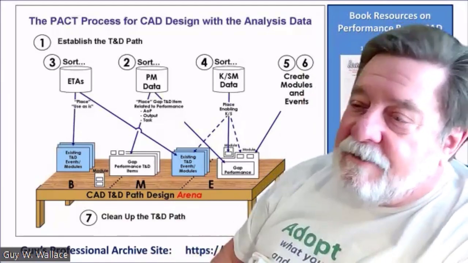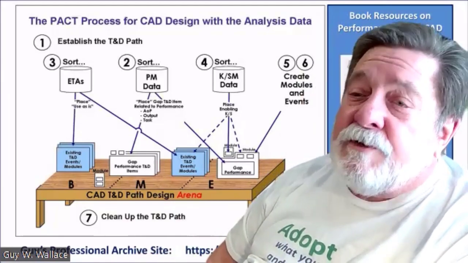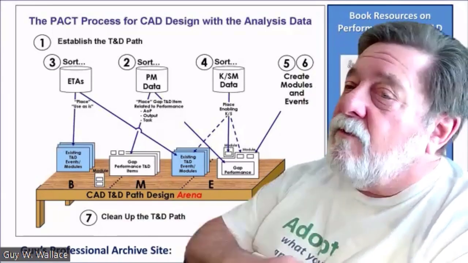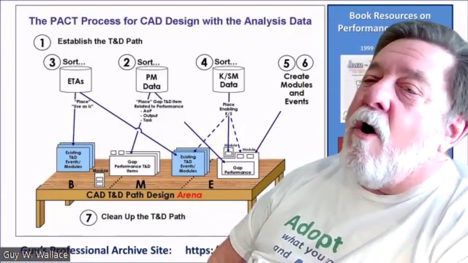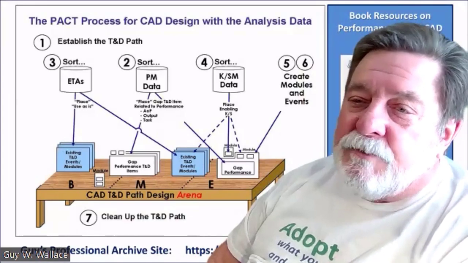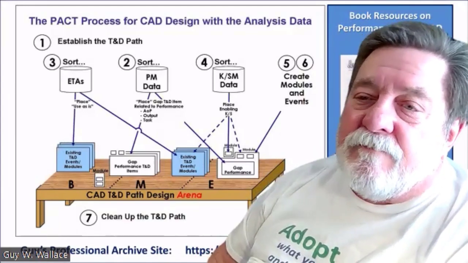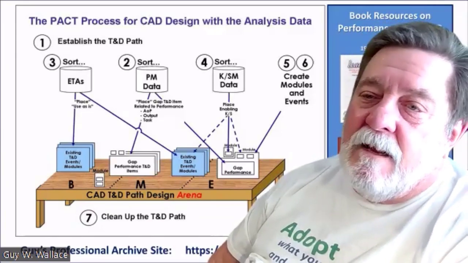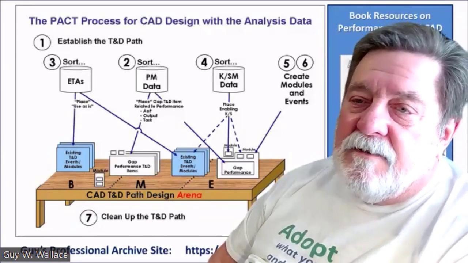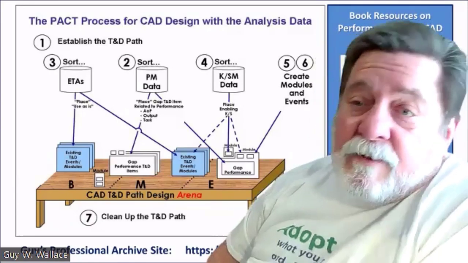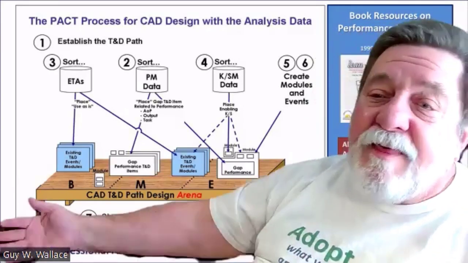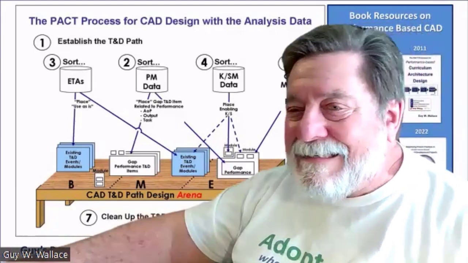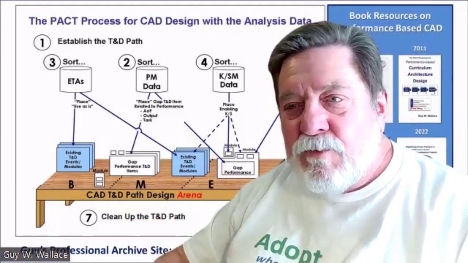And now we've got to go to step seven, which is to clean up this path. Now, what I had told people while we were doing this is that all the titles of the modules and the events that we've created are all the first draft. Now we want to clean up the titling so that it really makes sense. Once we can see the whole thing, we can determine what we call these events and modules.